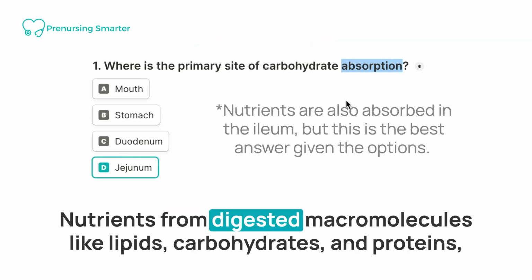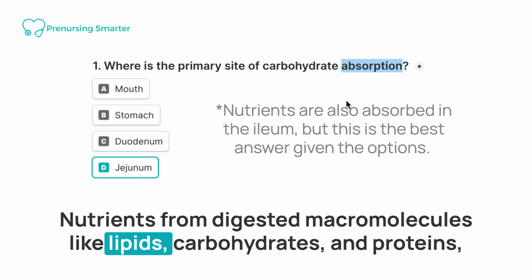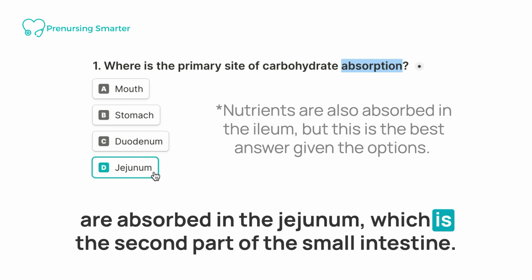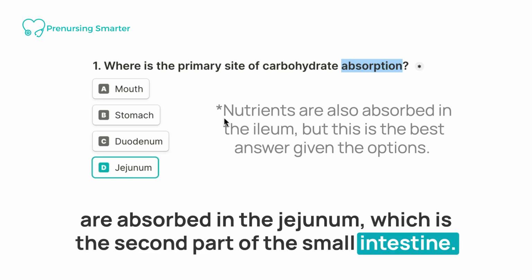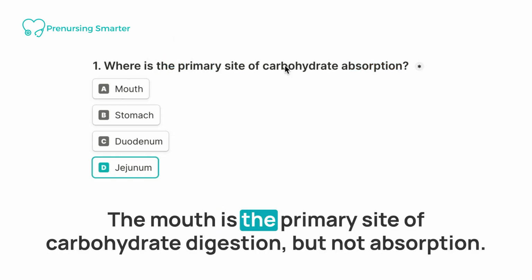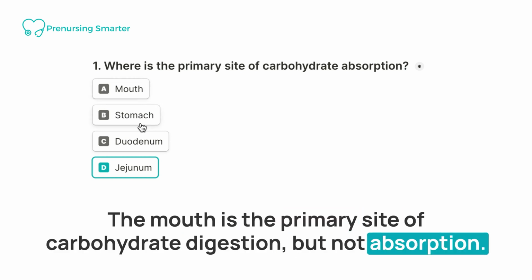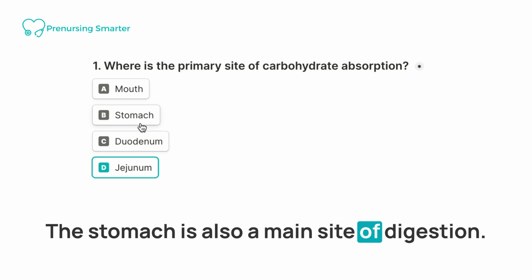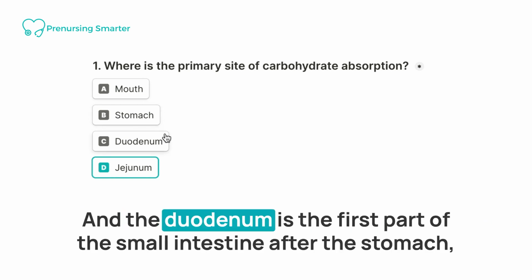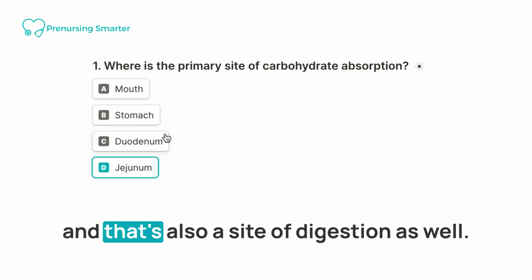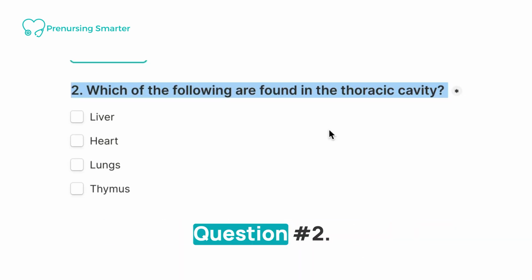Nutrients from digested macromolecules like lipids, carbohydrates, and proteins are absorbed in the jejunum, which is the second part of the small intestine. The mouth is the primary site of carbohydrate digestion, but not absorption. The stomach is also a main site of digestion. And the duodenum is the first part of the small intestine after the stomach, and that's also a site of digestion as well.